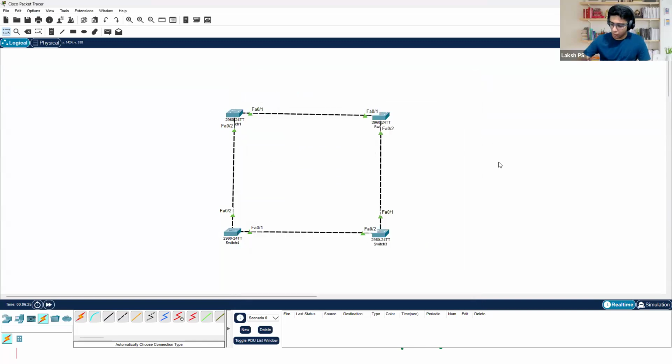Okay. So currently on all these switches, there is no spanning tree running as of now. Okay. And let me just simply connect one PC over here.